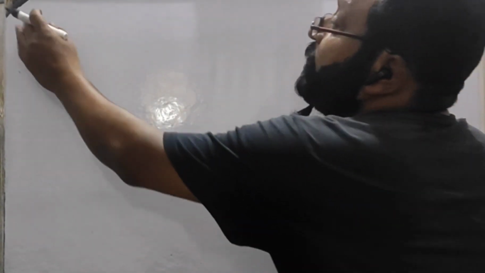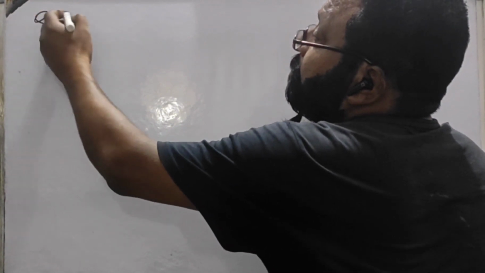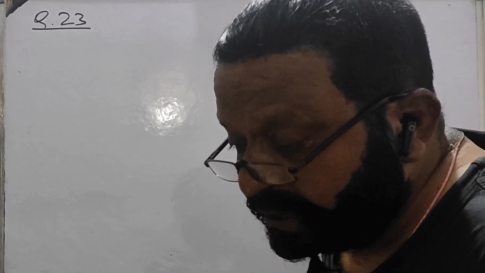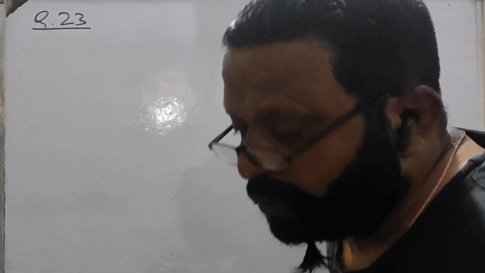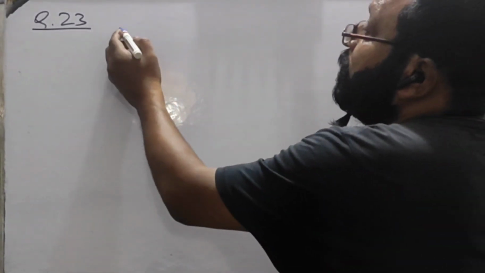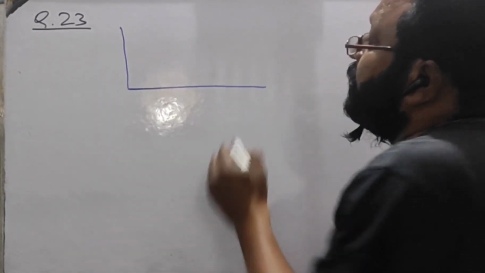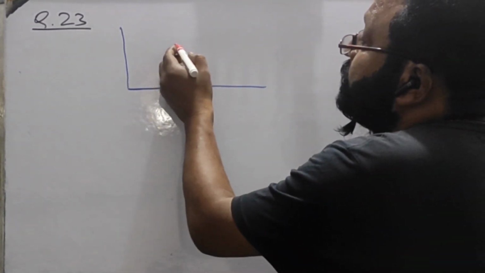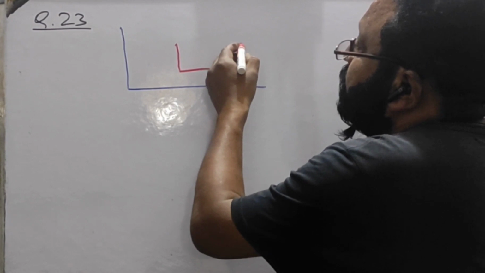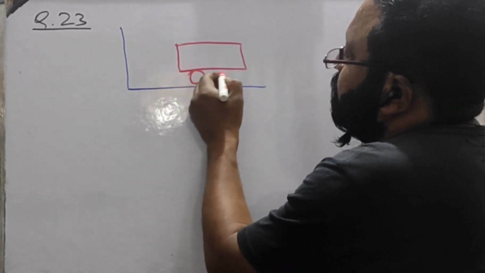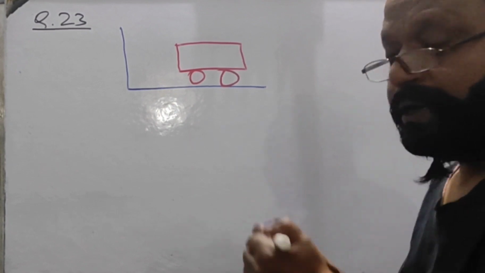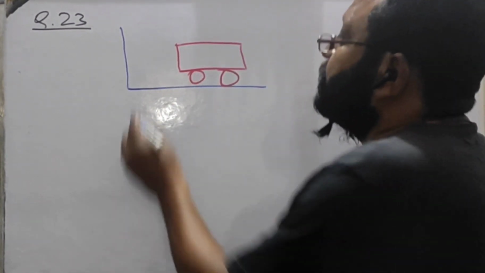So, question number 23. Question number 23 is that a spring is kept compressed by a small trolley. You know, this is the wall, right? And there is a trolley like this, right? This is the trolley, and it is kept compressed by a spring.